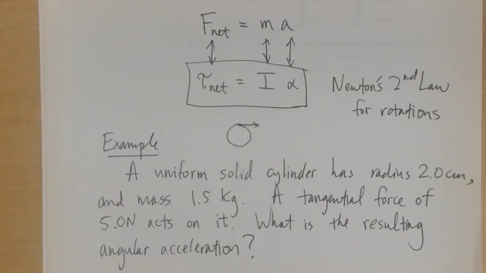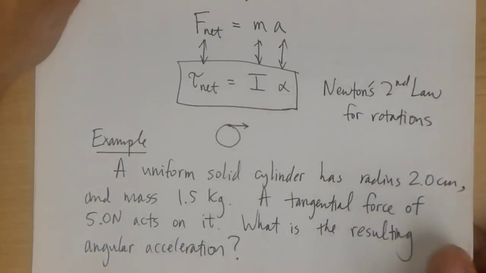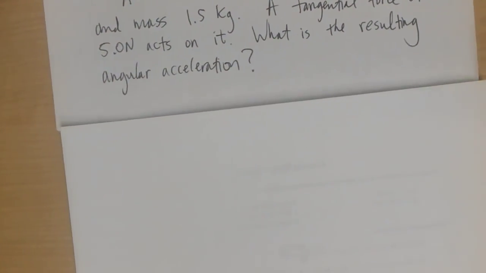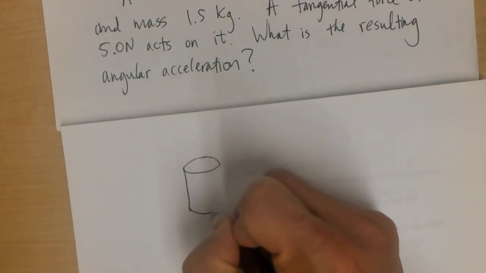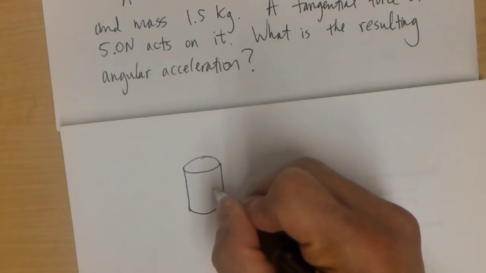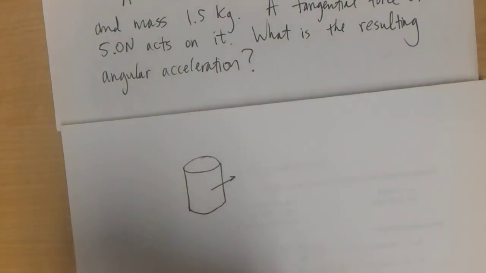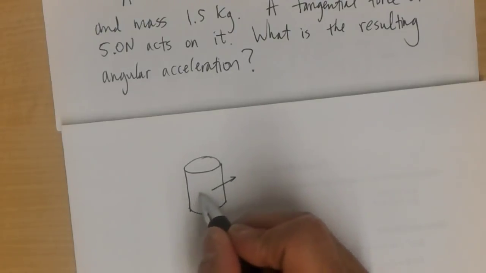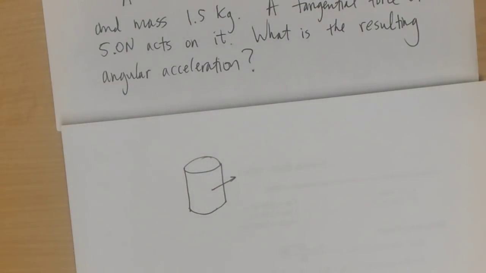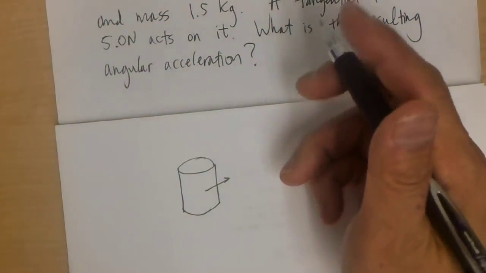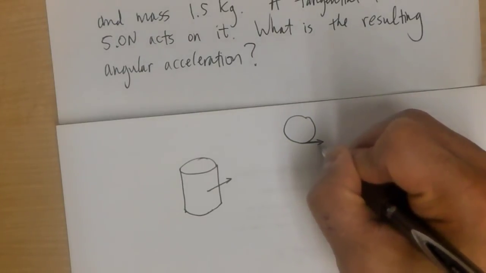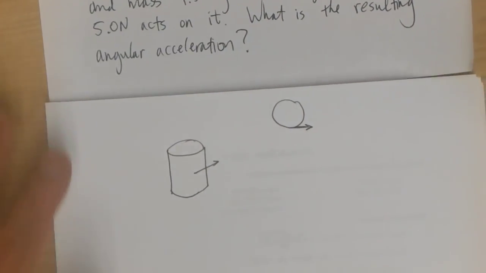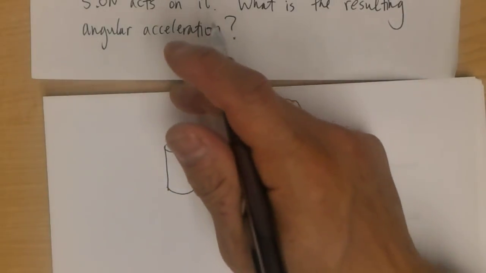We have a tangential force of 5 newtons on this solid cylinder. Let's take a look. We have this cylinder, and then we have some tangential force acting on it. I'm trying to draw a three-dimensional perspective of the cylinder, but if you look at it from the top down, this force is tangent to the circle, if I view it from above.